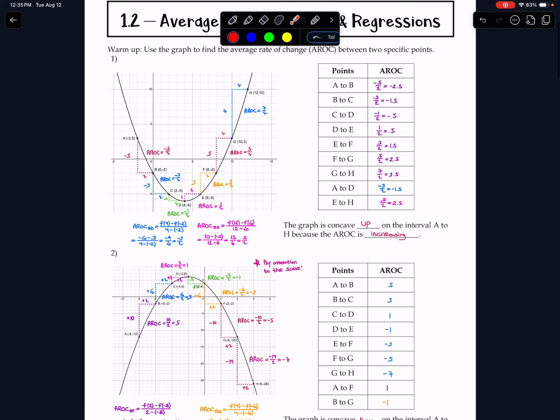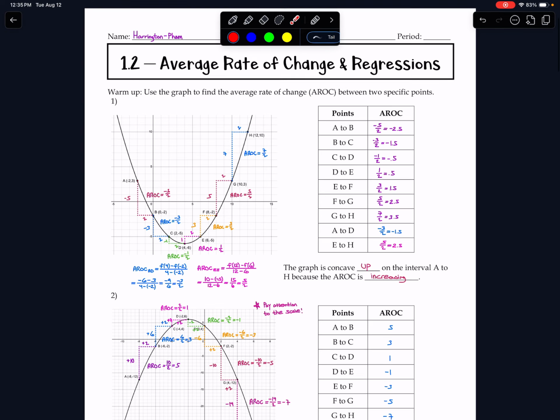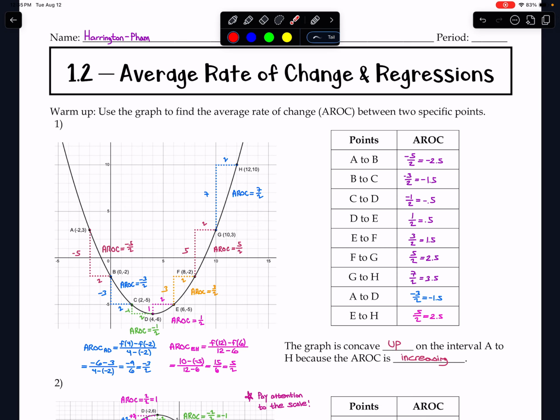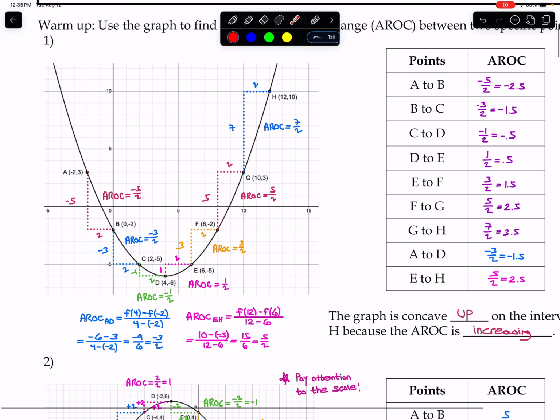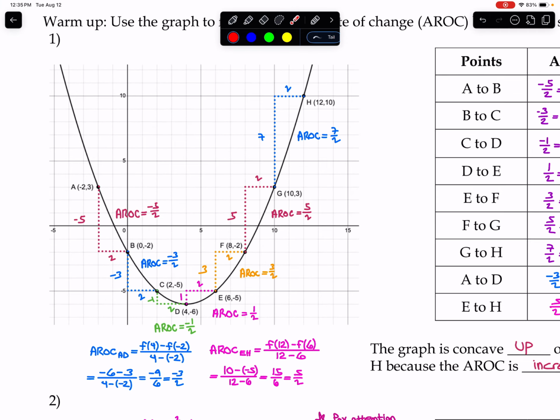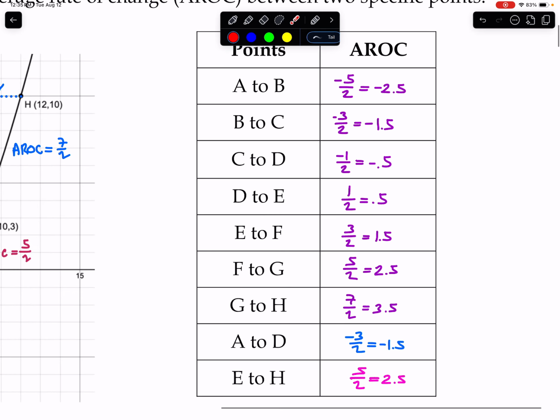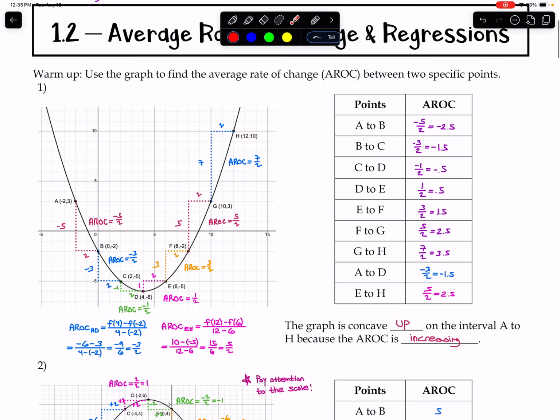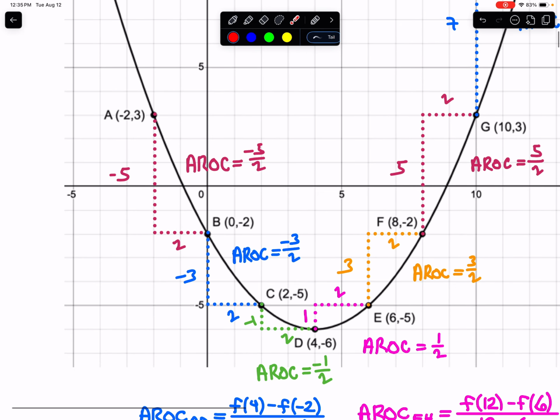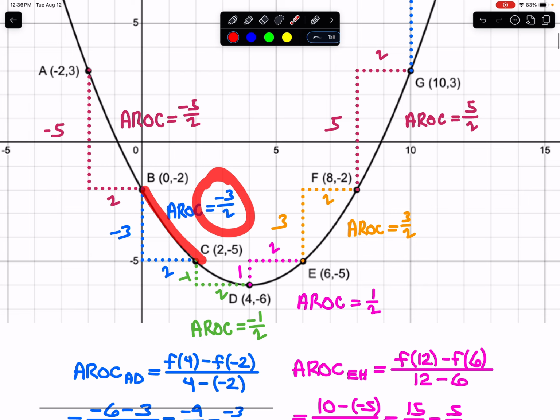This first page is really just a warm-up to give you a deeper dive into average rates of change with nonlinear functions. For this first one, we give you the function on the graph, and you are going to find the average rate of change between each of these points specified in this table. I already have it filled out for you right here, so you can take a look. The average rate of change from A to B gives you -5 halves. From B to C, it gives you -3 halves. From C to D, it gives you -1 half, and so on and so forth.